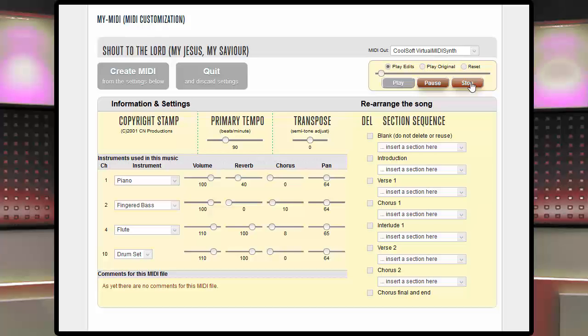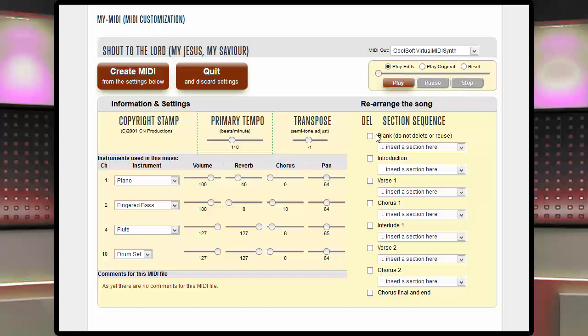Having heard that, let's just change a few things around. We'll speed it up slightly, drop the key one semitone, and increase the volume and reverb on channel 4, the melody, and on the drum channel. Then let's listen again. You can immediately hear the changes we made.